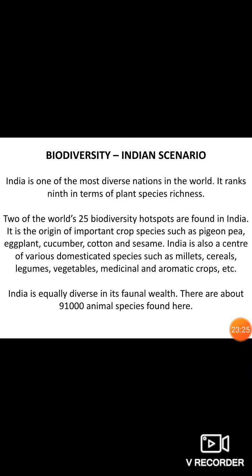So the Indian scenario. First of all, let us see some good facts about India. India is one of the most diverse nations in the world, right? The best and the most diverse nations in the world, and it ranks, you can see, ninth in terms of plant species richness, especially plants, and it ranks in ninth position.